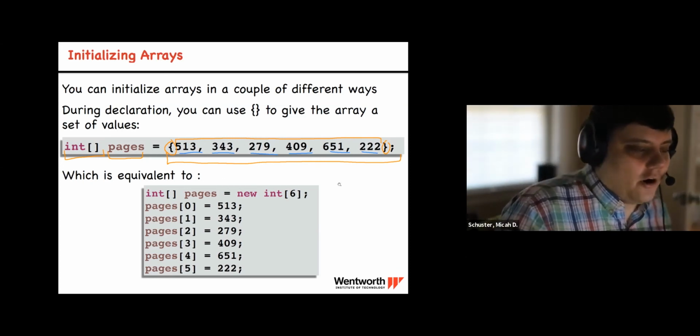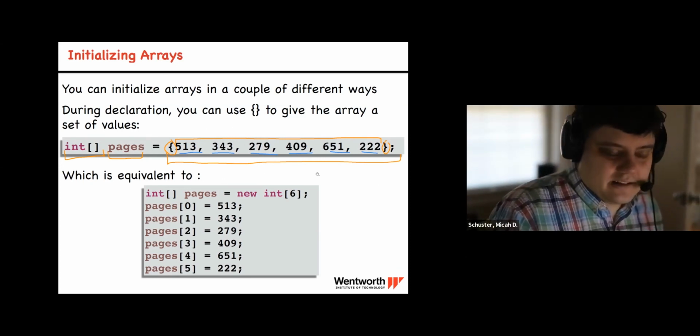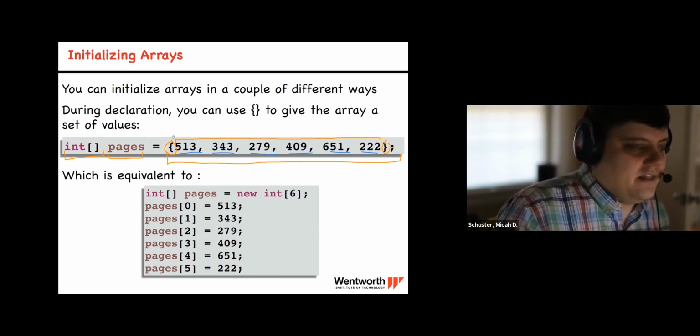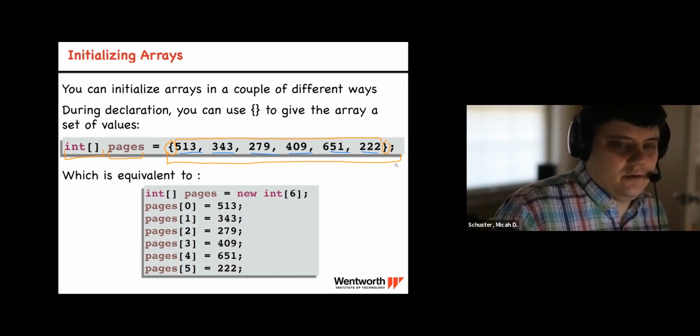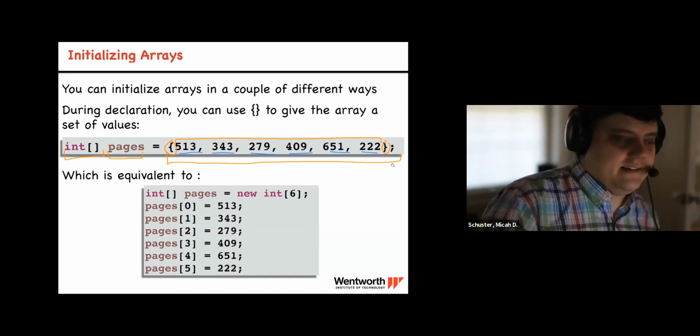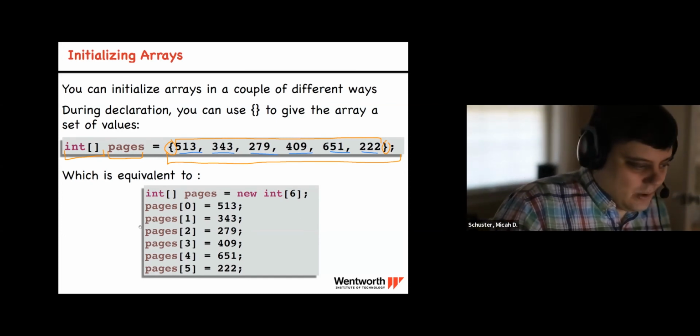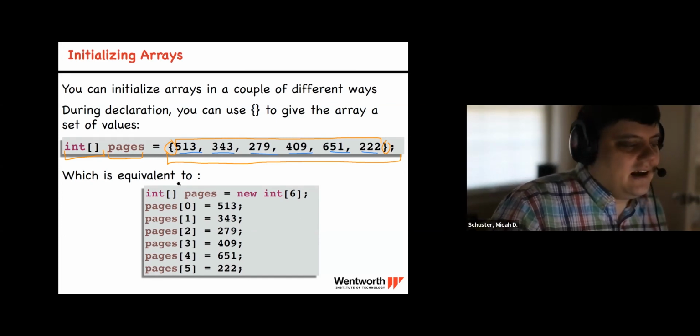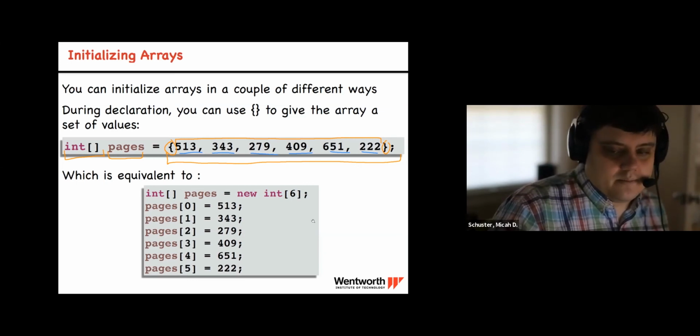But if you already know what the values need to be, and it's a relatively small array, then this is a very easy way to initialize an array, to give it values and a size all on the same line, without having to do the process that's down here in the little bottom snippet.